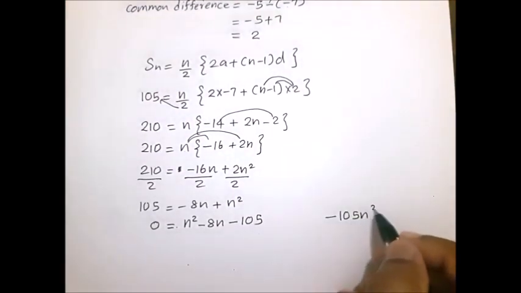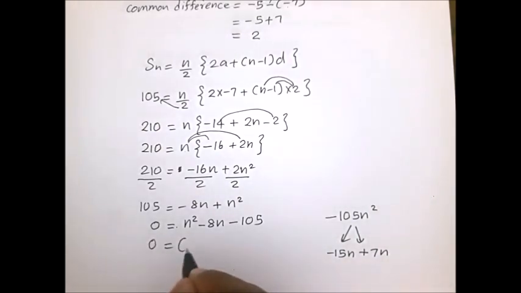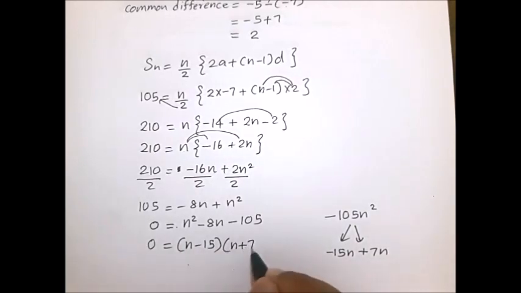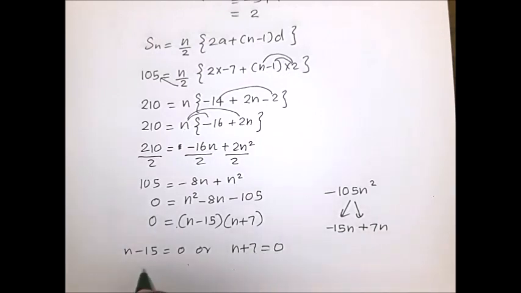Now multiply first term and last term. Factorize these two. What are the two terms here? It is minus 15n and plus 7n. 15 multiplied by 7, 105. 15 minus 7, it is 8. So factors are n minus 15 and n plus 7. Now you can write n minus 15 equals 0 or n plus 7 equals 0.